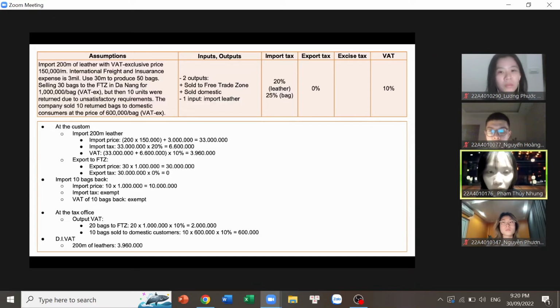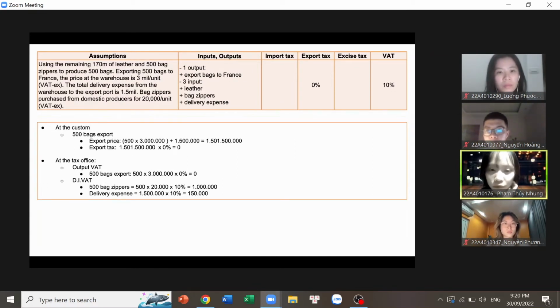For the next part, we export to France. At customs, we have to declare our tax with the 500 bags exported, with an export price of 1.5 billion, but the export tax rate is 0, so the export tax is 0. At the tax office, output VAT for the 500 bags exported is 0. The deductible input VAT for the 500 bags of slippers is 1 million. The delivery expense is 150,000.